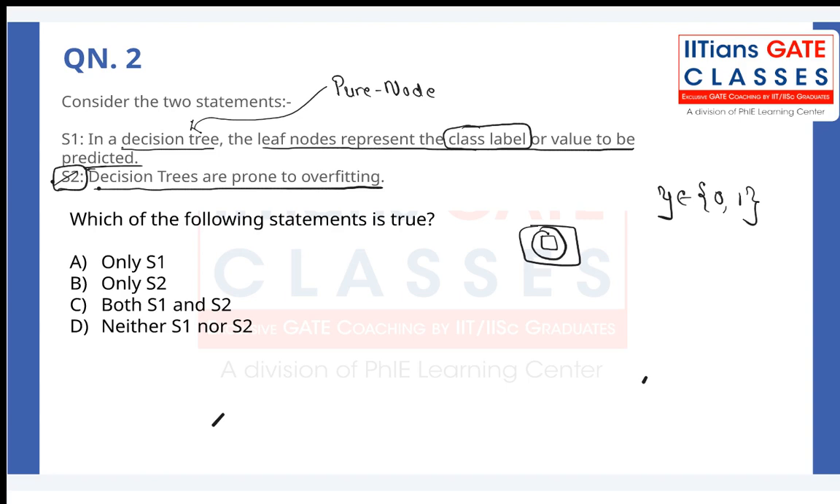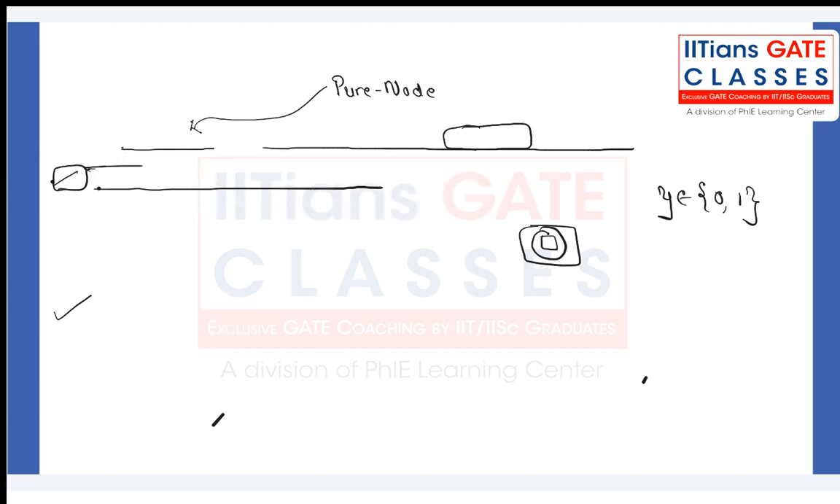All the leaf nodes will contain data points that have a class label of either 0 or 1. So in a decision tree, the leaf nodes represent the class label or the value to be predicted. So S1 is actually correct, S2 is also correct. So actually both S1 and S2 are correct. Okay, fine. Let's go on to the next question.